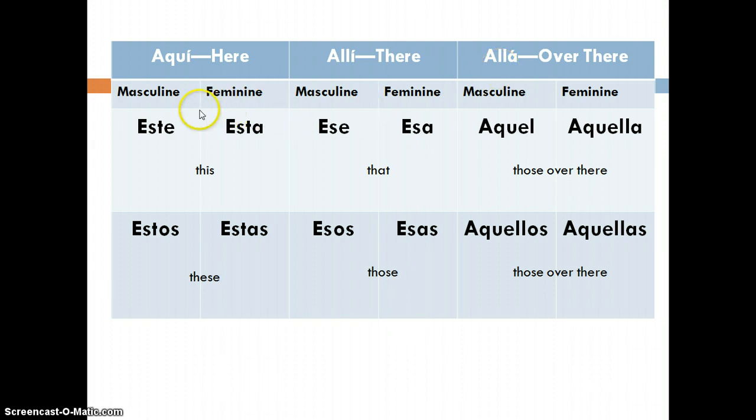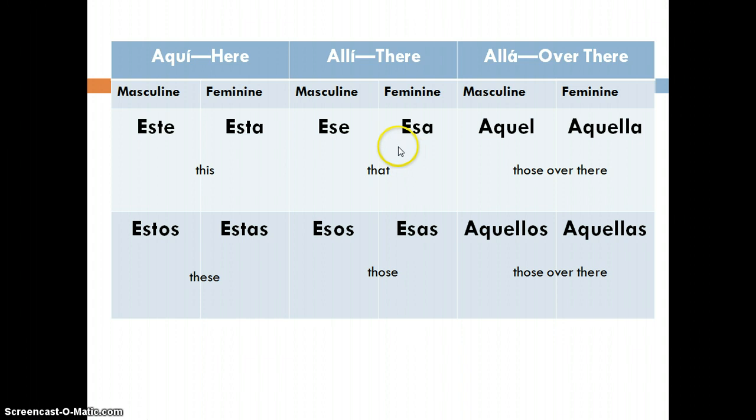So in these three main categories, each one has a masculine and feminine side. To say things that are here, like this thing right here, I would say este if it's a masculine word. If it's feminine, I would say esta. To say these things, plural, I would say estos or estas. Notice how this group of words to say this and these all have T's in them. Este, esta, estos, and estas.